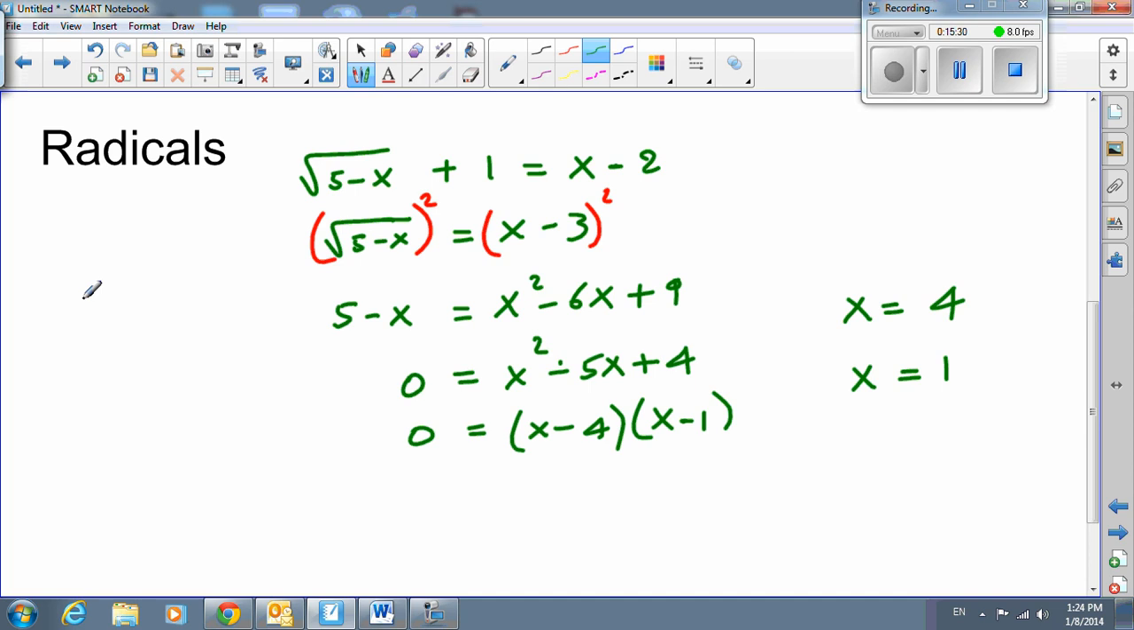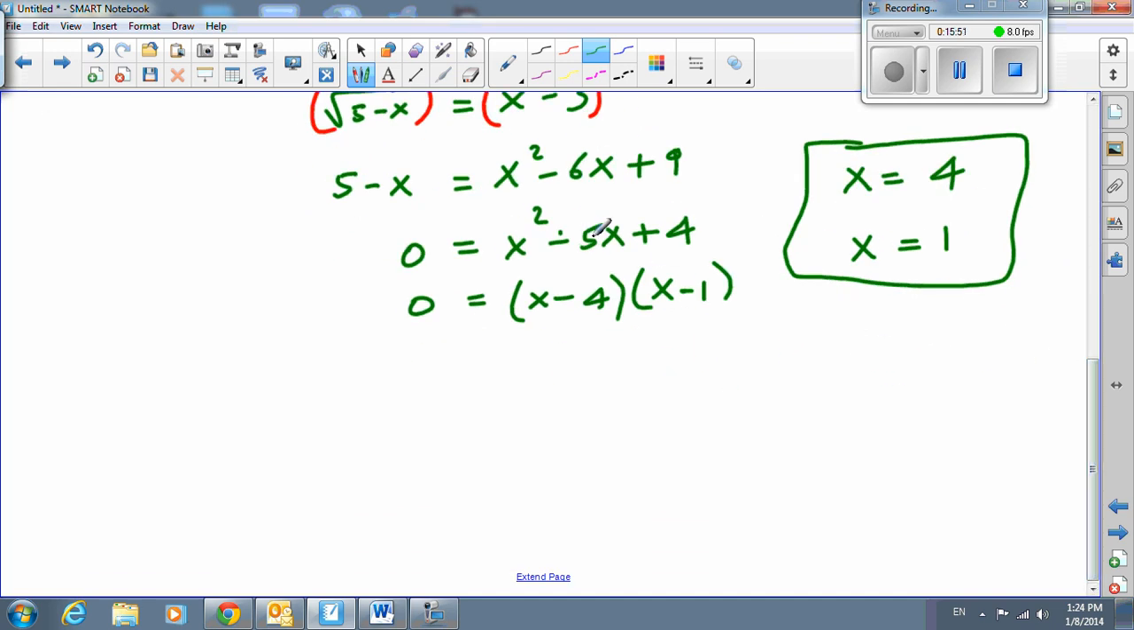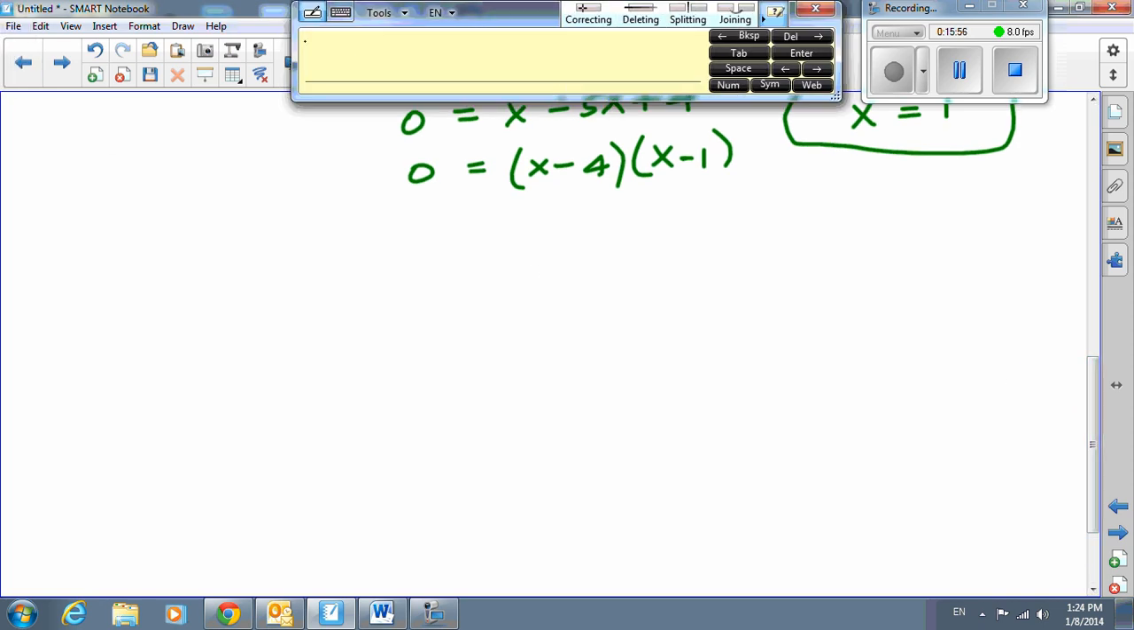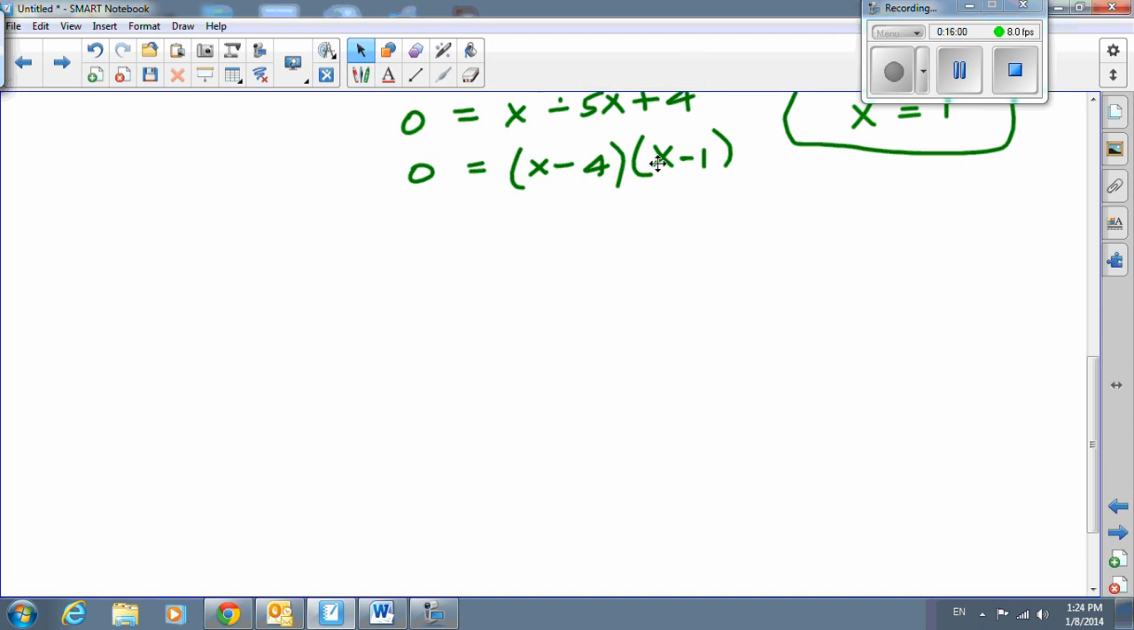Now, once you get your solution, you always have to check for extraneous solutions by plugging it back into it. So these two are my solution. For example, if I plug in 4 here, I get 5 minus 4. Well, inside the radical, it's not something negative, so it's a solution. So always check for your extraneous solutions. Besides radicals, we need to be able to also solve for literal equations.